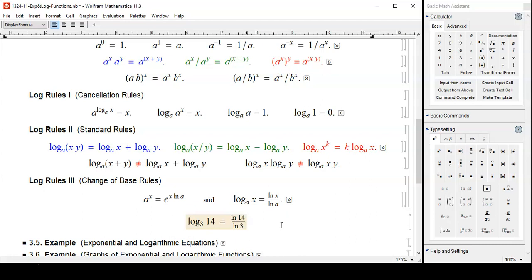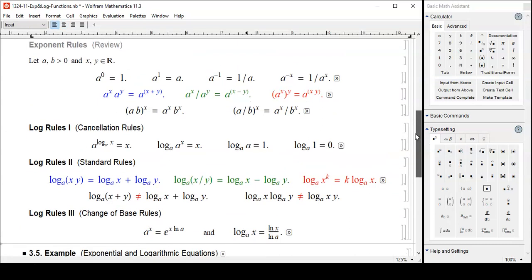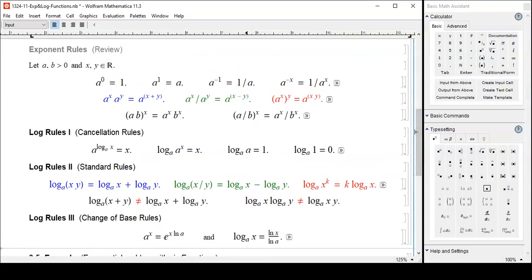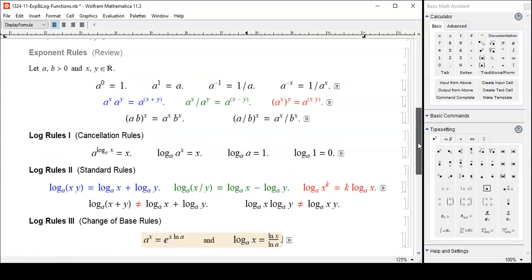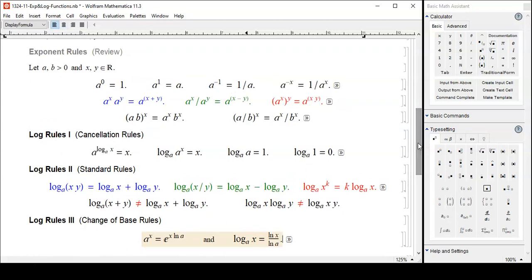Good calculators nowadays support arbitrary base log directly, but some old calculators do not. If I remember correctly, the TI-82 series will not support arbitrary log, so you'll have to do this computation. The TI-84, I think, will support arbitrary logarithm. I'm not completely sure.